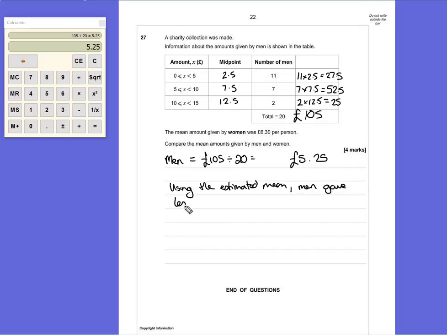Gave less money per person compared to women. So how much more, just in case we wanted to give a little bit more information, here it was a £1.05 difference. So there's a £1.05 difference between the two. With the calculations for mean here and a comparison at the bottom which makes reference to these values, that should be enough for 4 marks.